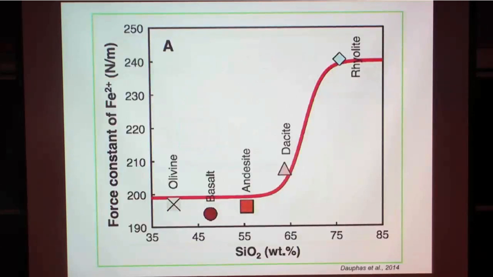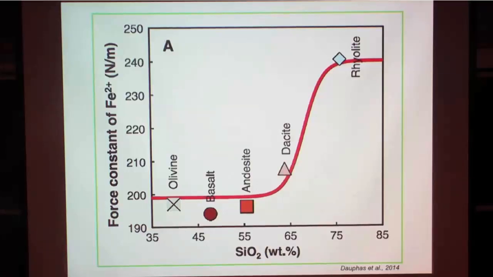And so Nicolas Dauphas at University of Chicago has done some of this work. And what he finds, so on the y-axis you'll either have force constant or isotope fractionation. They're linear basically. What he finds is that the iron force constants or isotope fractionation changes as you change the SiO2 weight percent. Okay, so as you get to very rhyolitic samples, suddenly you have a jump in your force constant.